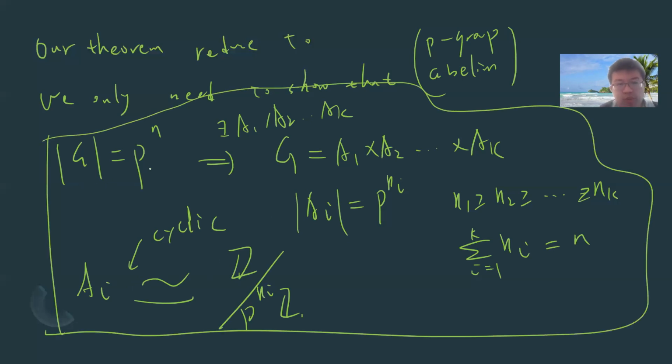So basically any p-group of order p^n can always find the cyclic decomposition. Basically, find k numbers n1 ≥ n2 ≥ ... ≥ nk, whose summation is n, and each component of the decomposition is cyclic. Once we prove this, then we prove that every abelian group is a direct sum of cyclic groups.